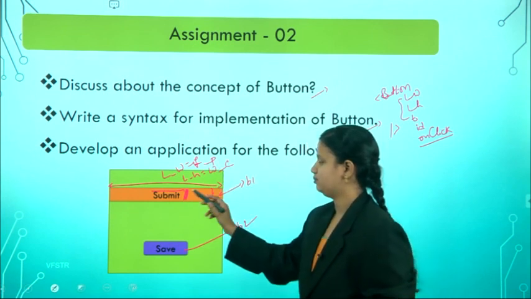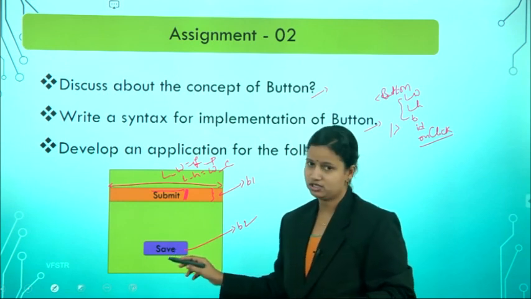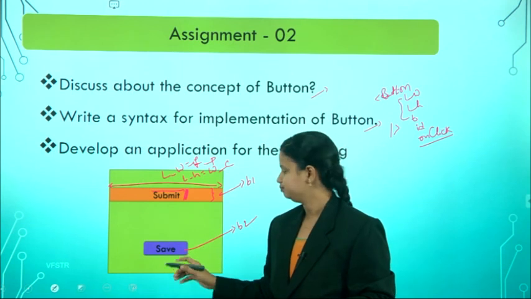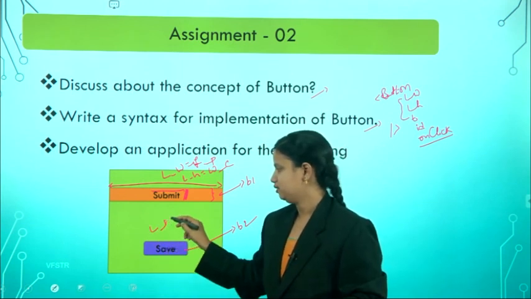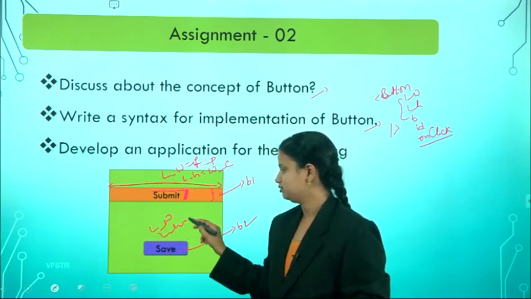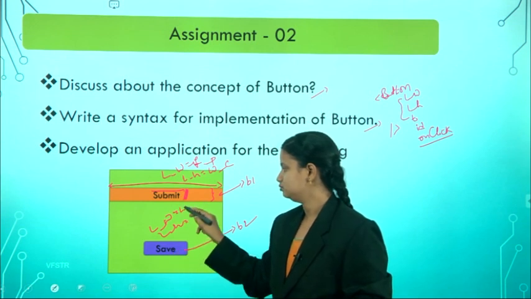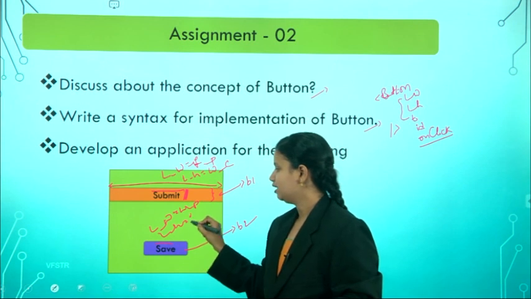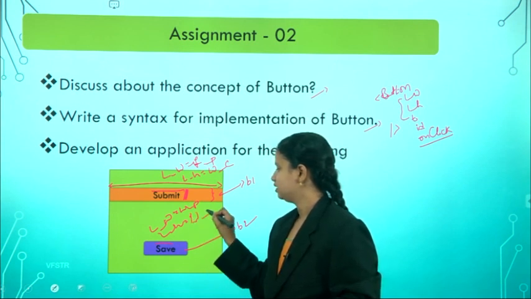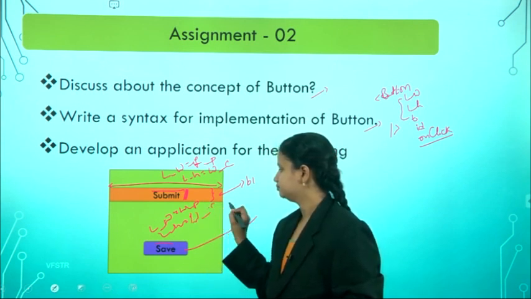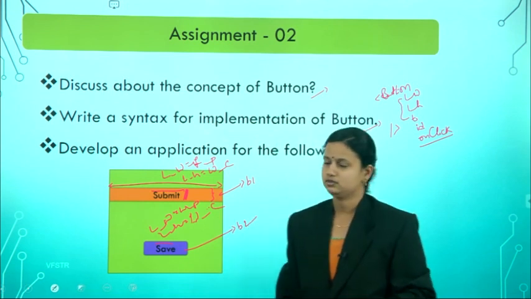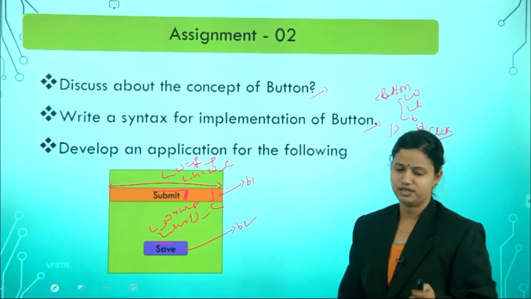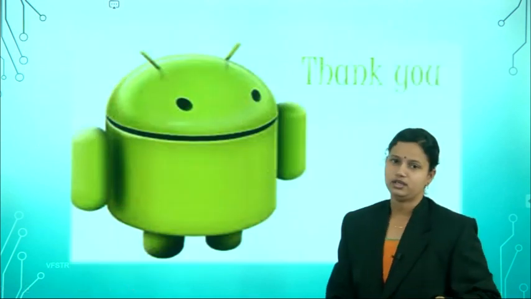In this way, develop the submit button and the save button. For the save button, the position is to be center, and the width and height use only these two properties. The width is also wrap content, meaning only the space for these contents is allocated, and height is also wrap content. So develop an application according to this display of two different buttons. Thank you all.